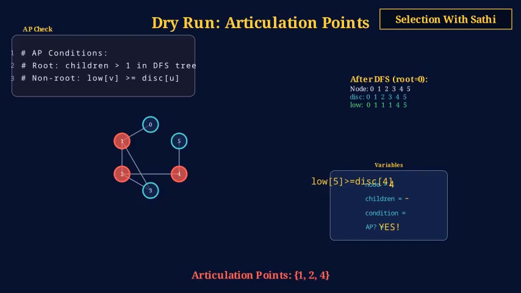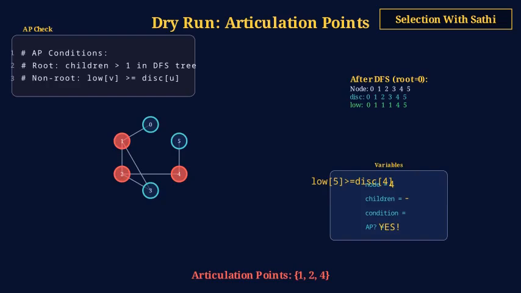Return to 1, low of 1 becomes 0. Visit 3 from 1, disk 3, low 3. Visit 4, disk 4, low 4. Return to 3, low of 4 is 4, disk of 3 is 3. 4 is greater than or equal to 3. Node 3 is an articulation point. Removing it disconnects 4.